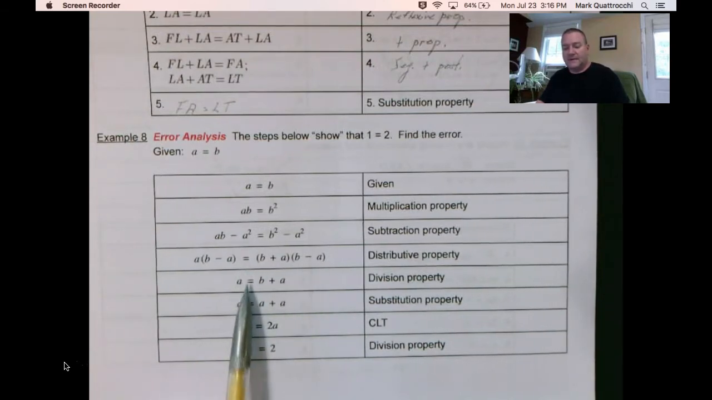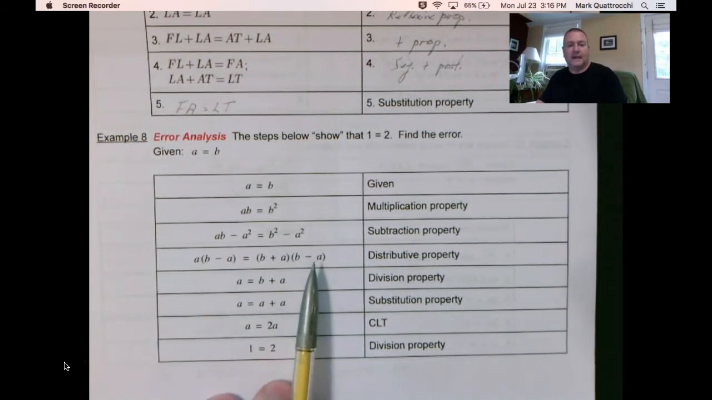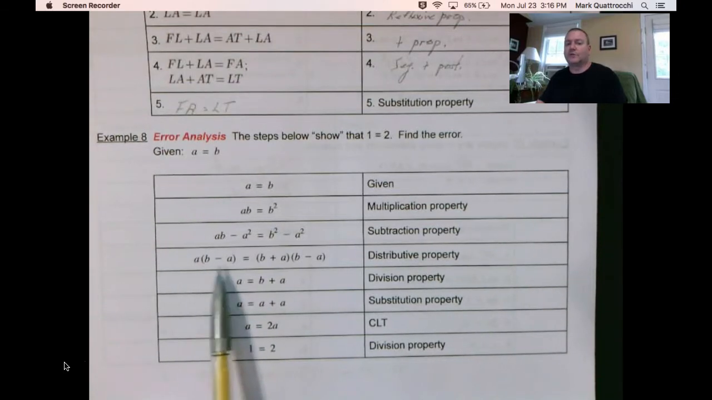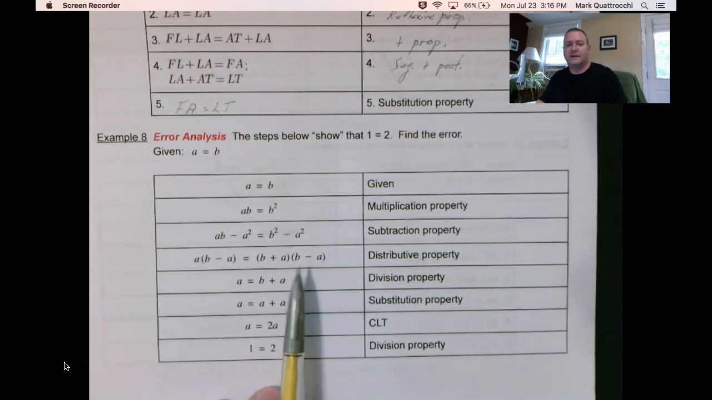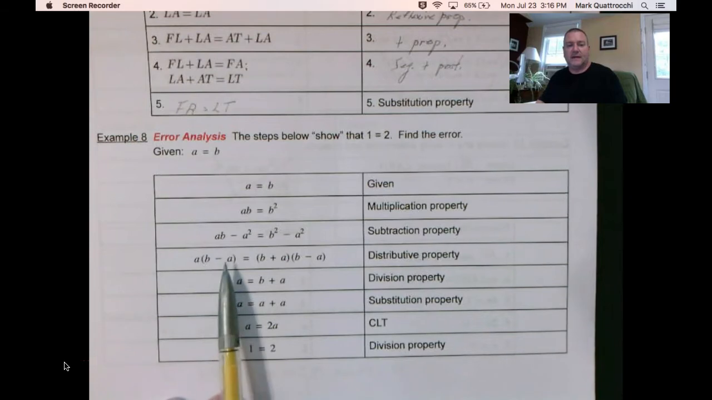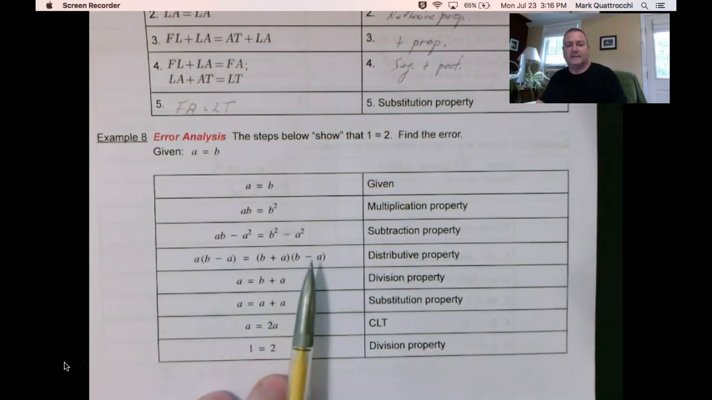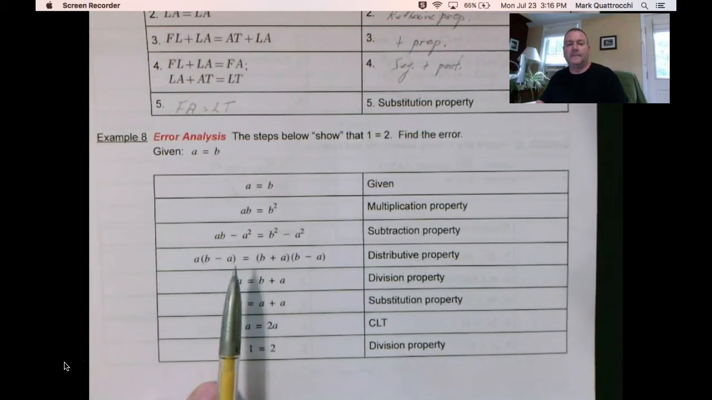Statement 4 to statement 5. Well, if we notice what's changed on the left-hand side, we no longer have a B minus A, we just have an A. We no longer have a B minus A on the right-hand side, we just have a B plus A. What's happened? We didn't subtract B minus A from both sides. We divided the left-hand side by B minus A and divided the right-hand side by B minus A. Division property. That seems okay.